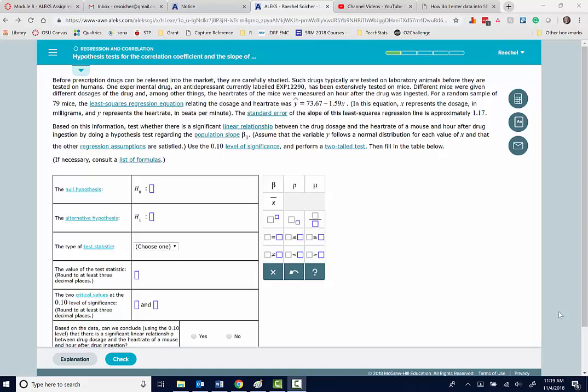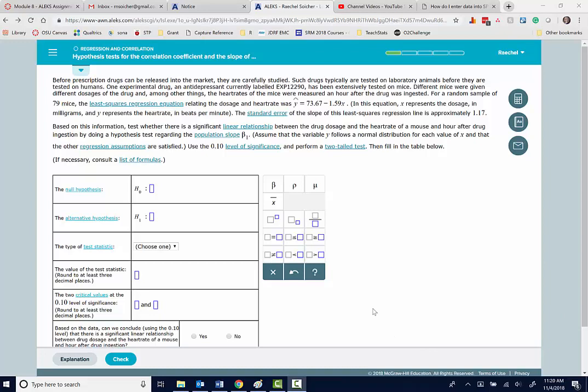In this objective, we're working on hypothesis tests for both the correlation coefficient and the regression coefficient in a regression equation. You're actually going to get two different types of questions in this ALEKS objective. Starting with this one, when you're given a least squares regression equation, the hypothesis test is about whether the regression coefficient is significantly different from 0.